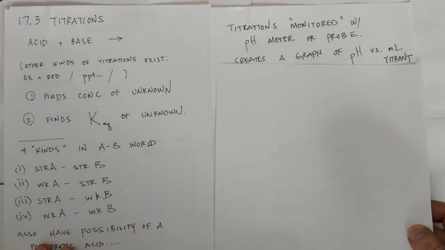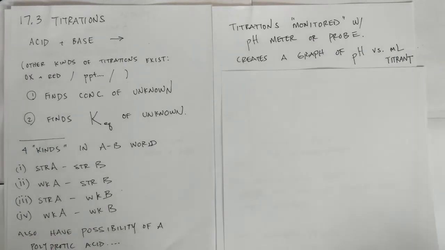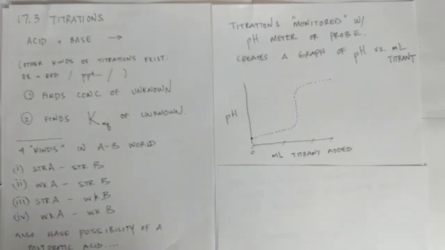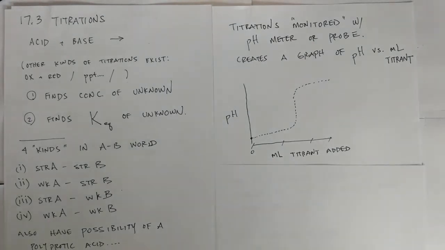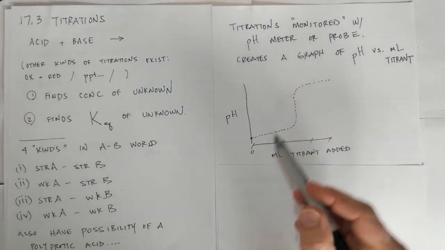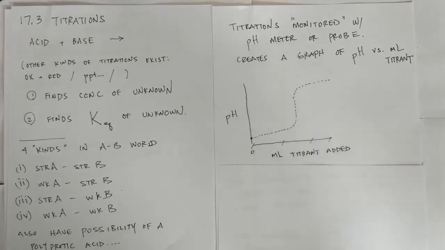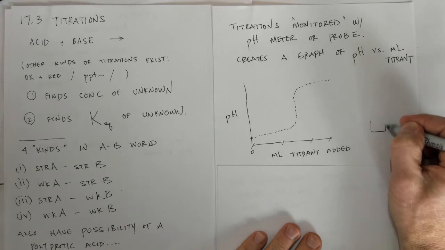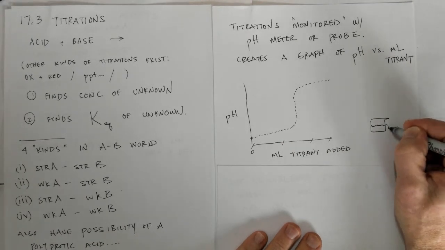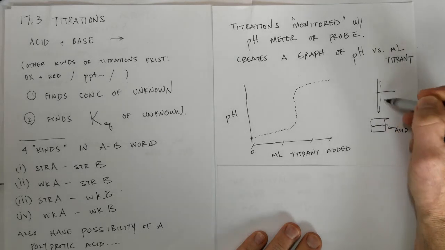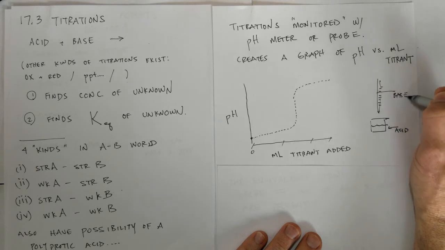So titrations are monitored with a pH meter or pH probe, and it creates a graph of pH versus milliliters of titrant. The graph will end up looking something like this, starting with the acid in a beaker. pH will be monitored on the vertical axis, and then milliliters of titrant that are added will be graphed on the horizontal axis. The physical setup of this looks like this, with a beaker that usually contains the acid, and then there will be a burette or some type of delivery system that's really accurate to the number of milliliters that contains the opposite, in this case the base.